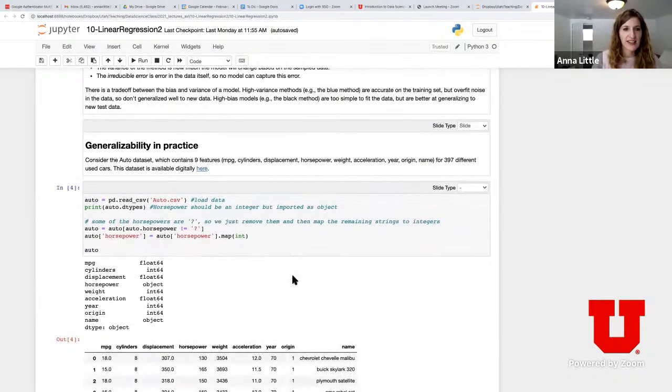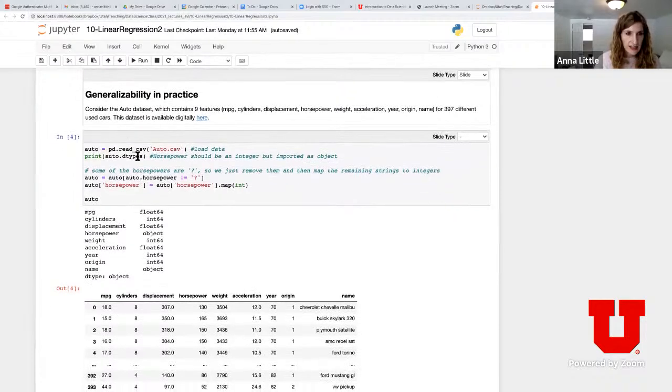So let's think about generalizability in practice. And we're going to look at the auto data set, which contains 9 features: miles per gallon, cylinders, displacement, horsepower, weight, acceleration, year, origin, name, for 397 different used cars.